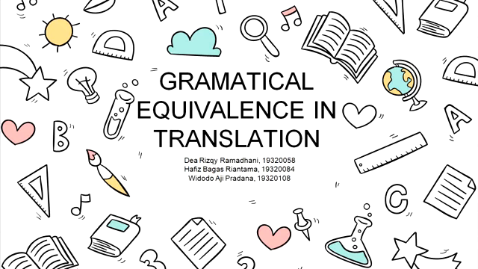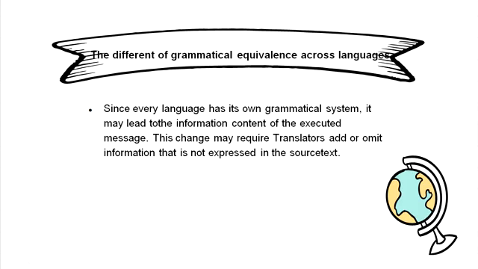Okay, here we will explain grammatical equivalence in translation. The first material is the difference of grammatical equivalence across languages. Finding the same grammar in this world is very difficult because there are some languages which have almost no similar grammar category with other languages.